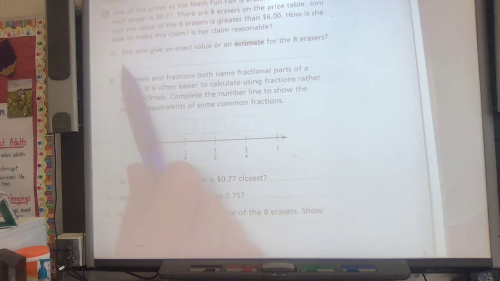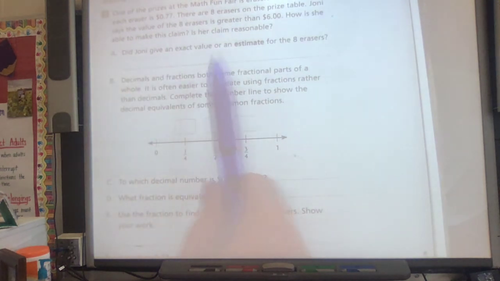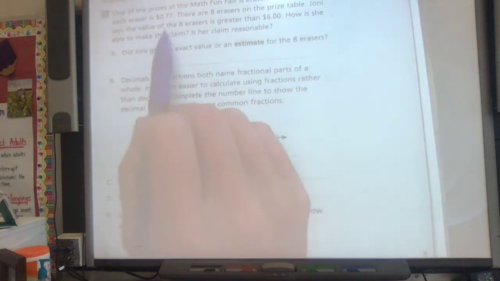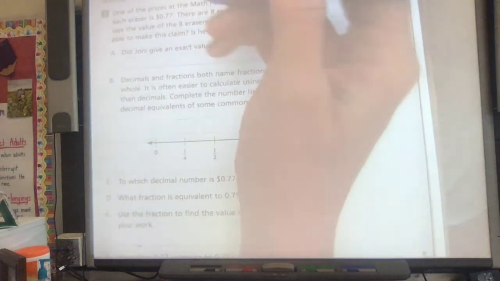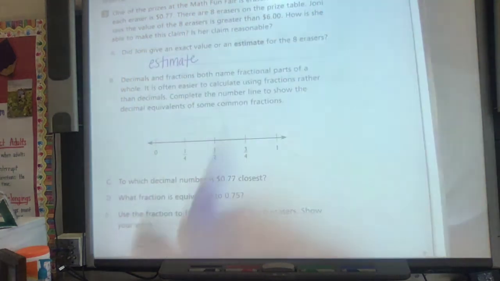So first it says, did she give an exact value or an estimate for the 8? Well, she gave an estimate. She was just estimating.